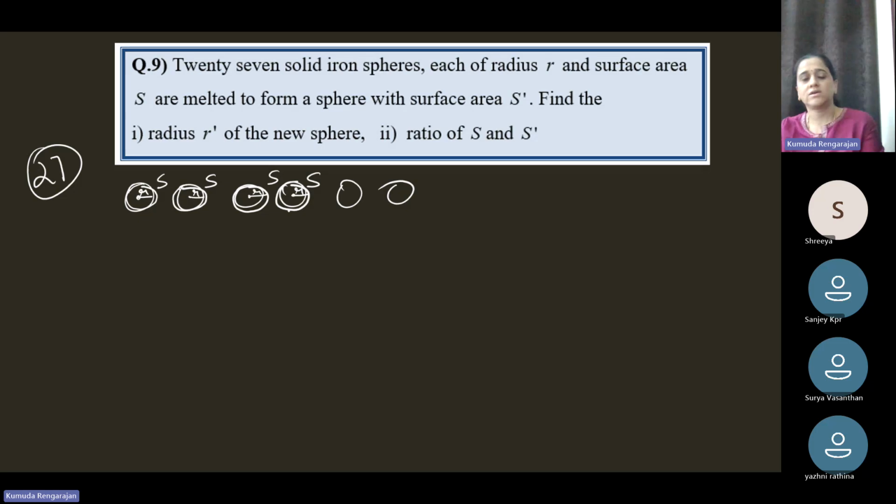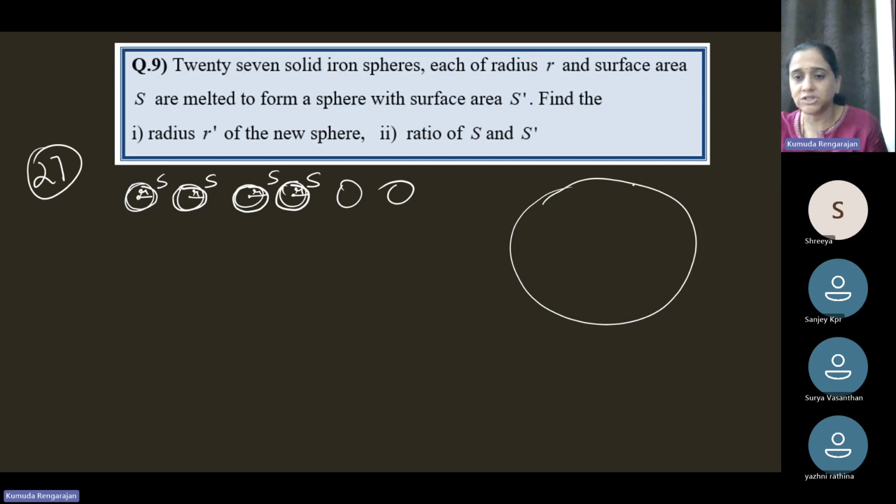27 like this. They're all melted, and they are made into one big sphere with surface area S dash. The surface area of the new sphere is S dash. You must find the radius R dash of the new sphere.